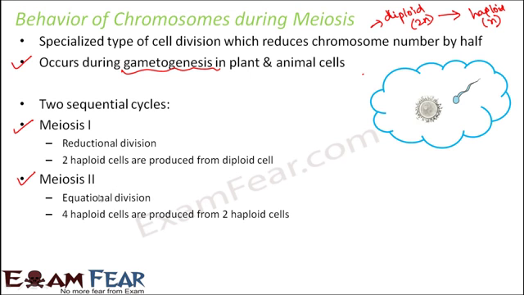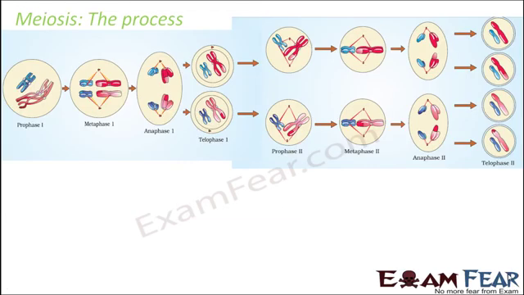Meiosis 2 is almost like an equational division. I mean, it is almost similar to mitosis, because mitosis is an equational division where the chromosome number remains the same. So meiosis 1 will reduce the number of chromosomes to half, and meiosis 2 will divide it further. So if you have one diploid cell, at the end of meiosis 1 and meiosis 2, you will get 4 haploid cells. So let us look at the overall process of meiosis.